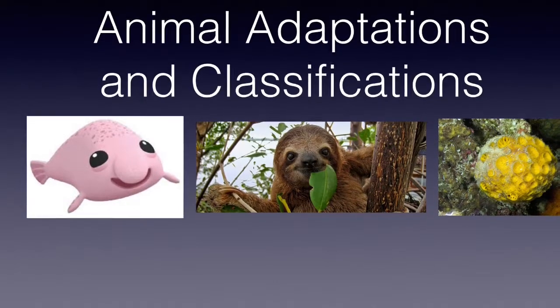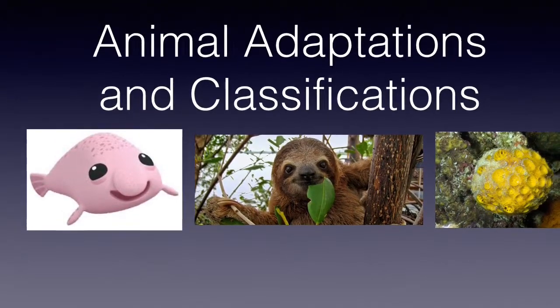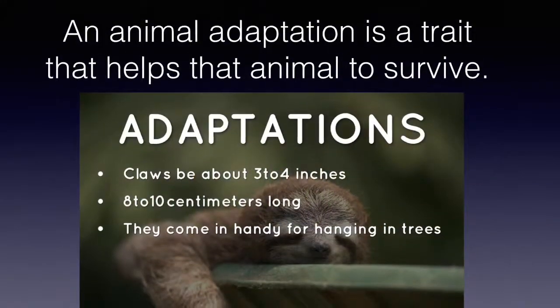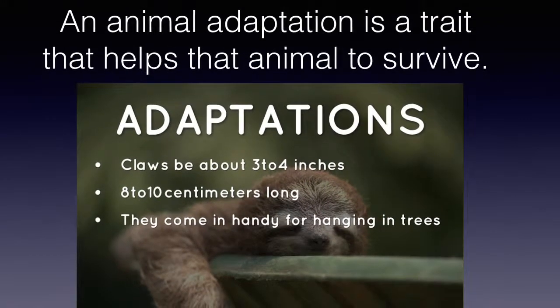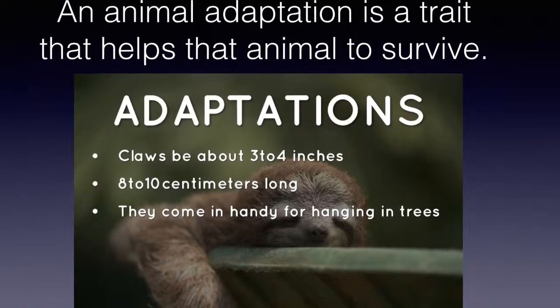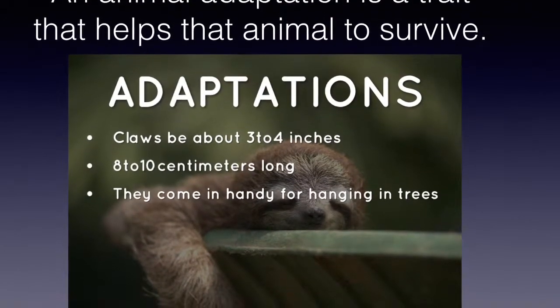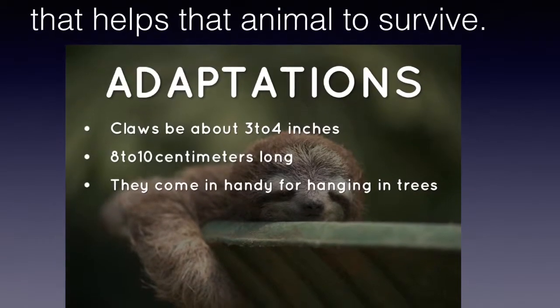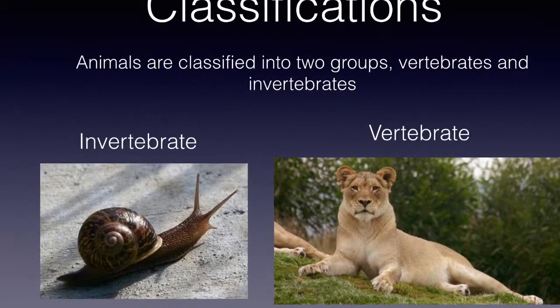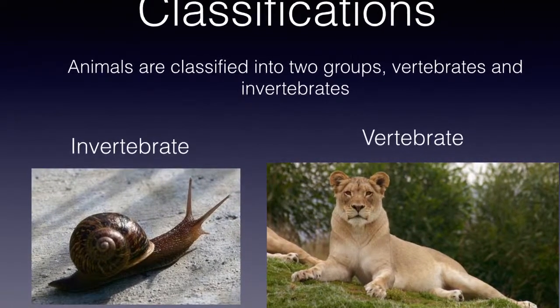Animal adaptations and classifications. An animal adaptation is a trait that helps an animal survive. All animals have adaptations. An example of a sloth's adaptation is they have claws about 3 to 4 inches. Animals are classified into two groups, vertebrates and invertebrates.